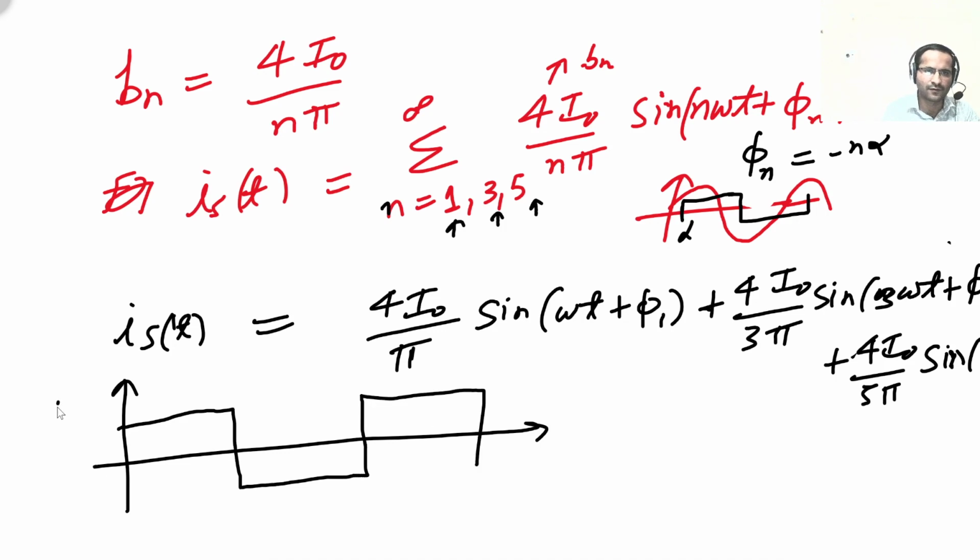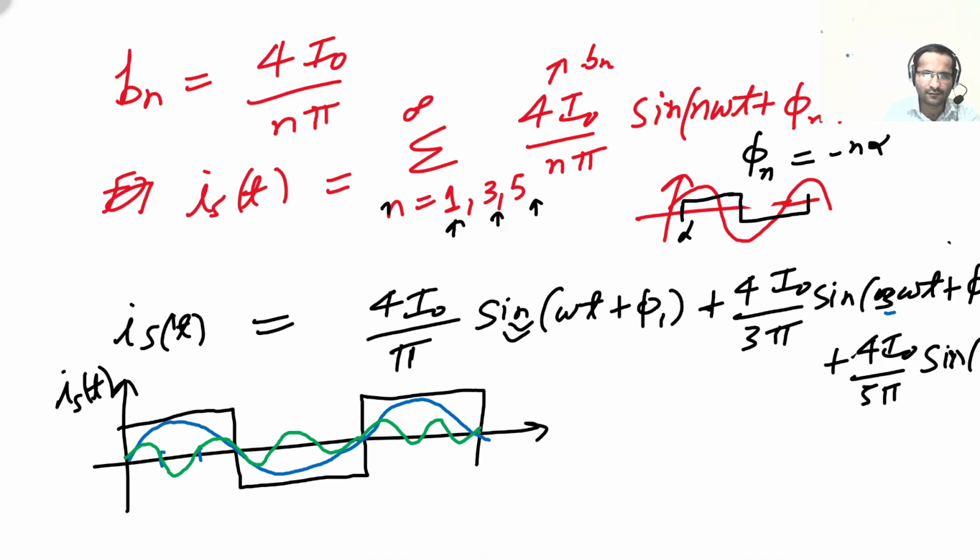So this square waveform of source current is now represented as a sum of the fundamental, which means this waveform will have a fundamental sinusoidal component, and a third harmonic 3 omega t component, so it will have a 3 omega t component also in it, right?